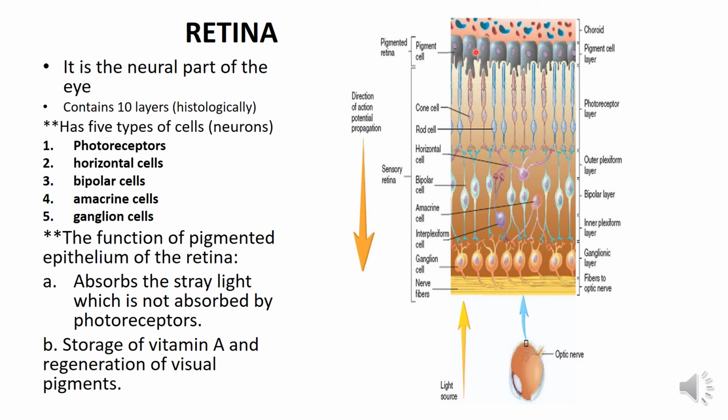This pigmented layer is very important because it contains a lot of melanin pigment. So if this pigmented layer is not found, the light which is not absorbed by the photoreceptors will be reflected back toward the eyeball. And this reflected light will cause a lot of trouble and decrease the ability to see perfectly.